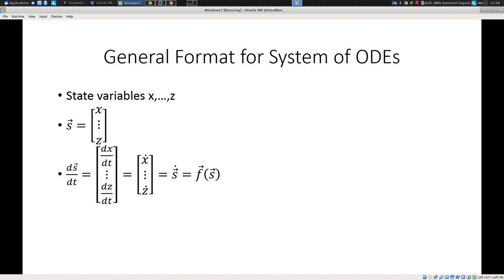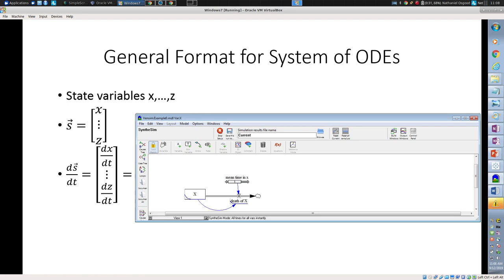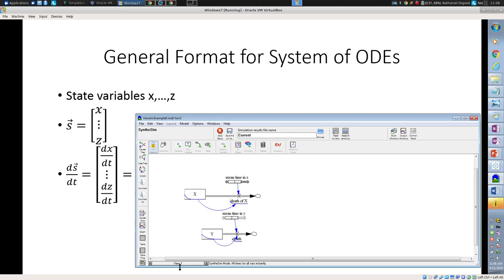Now, I want to highlight the fact that this is f of s. It depends in general on the whole state. In our case, there's only one element of state. It's kind of the simplest case. But soon, ladies and gentlemen, we will move to two elements.